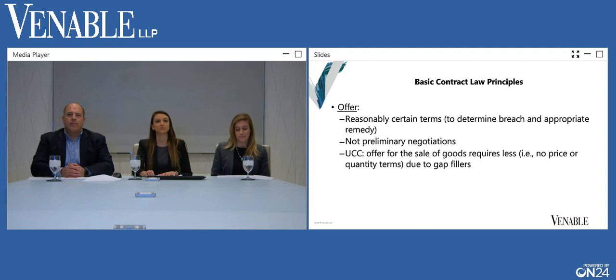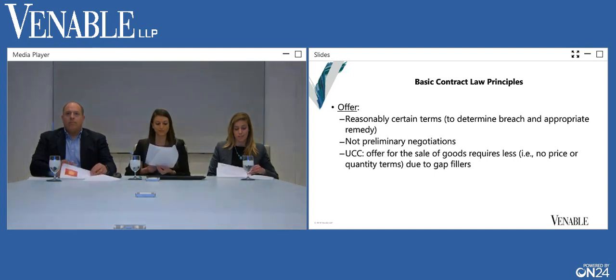And the UCC is the Uniform Commercial Code, which usually applies to the sale of goods, and the offers under sale of goods transactions usually require less. That's because the Uniform Commercial Code has its own gap fillers, and these gap fillers are used to fill in anything that's missing in a contract, such as price terms or quantity terms. Now, there are some other requirements that are still required under the UCC for the offer of sale of goods, but it is a little bit easier to form this offer under the UCC because of these gap fillers.